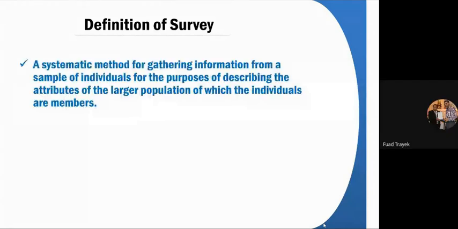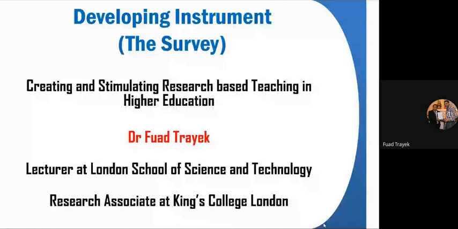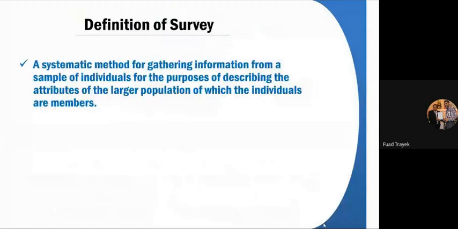So we will be talking about developing an instrument, which is the survey. The survey is a research tool that can be used in quantitative research. So let's talk about the definition of the survey. It is a method through which we can gather information from a sample of individuals when we cannot gather the information from the entire group or from a large group. The information we gather from this small group, who are members of the entire group, is what we will generalize the result on after we collect the data.